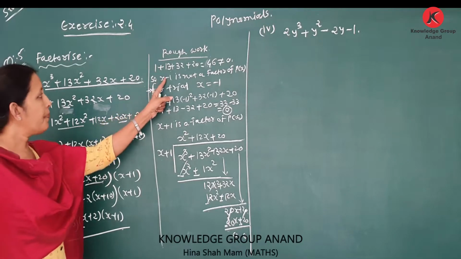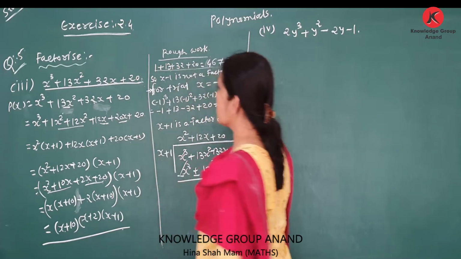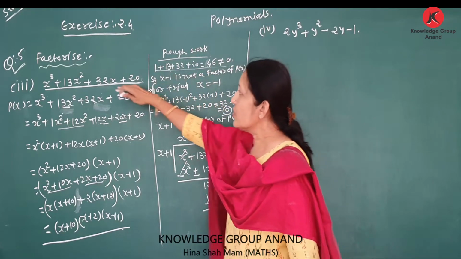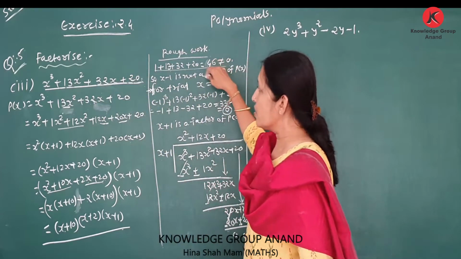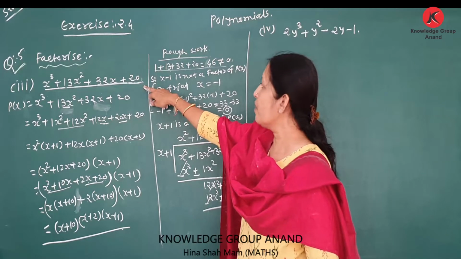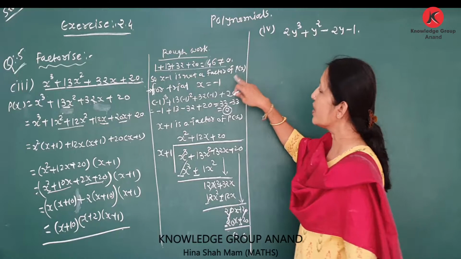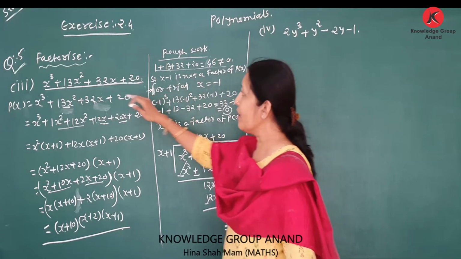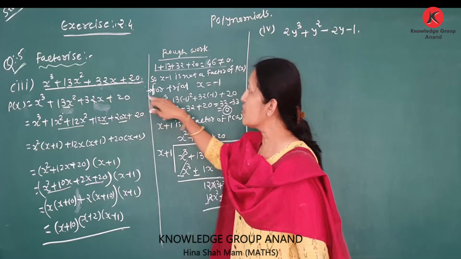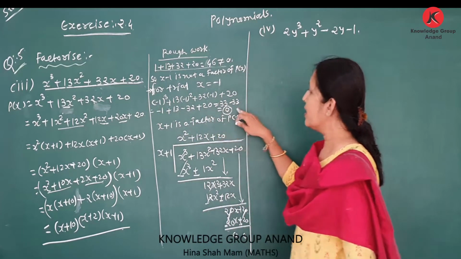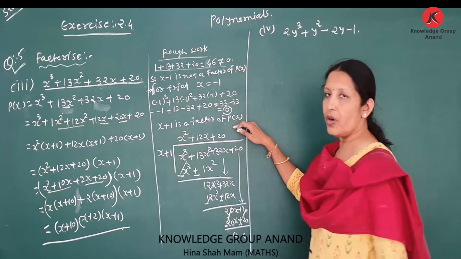Here, putting x equals 1 in this expression, we get a value not equal to 0. Otherwise, if the sum of coefficients is equal to 0, then x minus 1 is a factor of p(x). Here it is not equal to 0, therefore x minus 1 is not a factor of p(x). For the trial method, take x equals minus 1. Taking x equals minus 1 in this expression, the value equals 0. Therefore, x plus 1 is a factor of p(x).